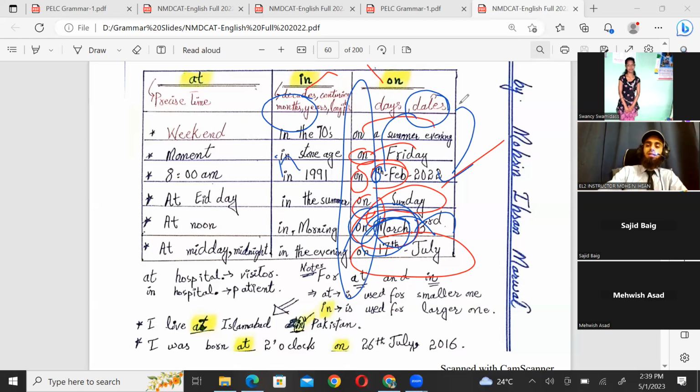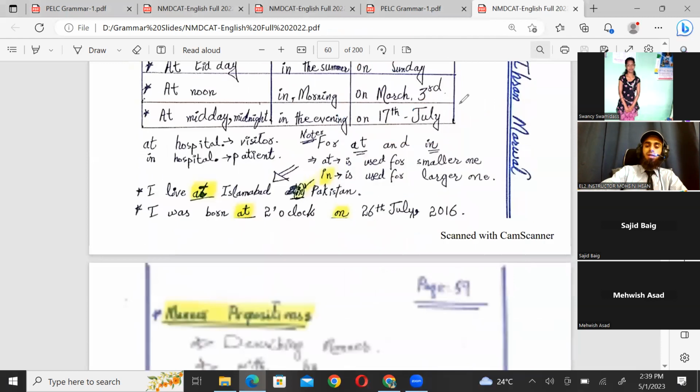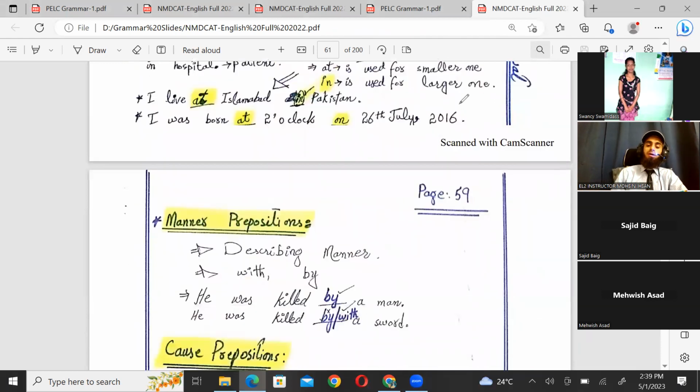Okay, all right. So these were the little bit differences between in, at, and on within the place and time prepositions, where you must use which. Okay, another difference, another point to be noted.